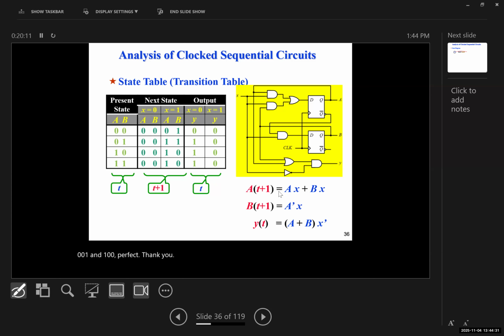Now, another way to write this, we can write the state table using the transition table. Again, we have the present state, and we have the next states when X is 0 and X is 1. And we have the outputs when X is 0 and X is also 1. And you can see that we have the same results. Again, this is a different representation of the same thing that we had.